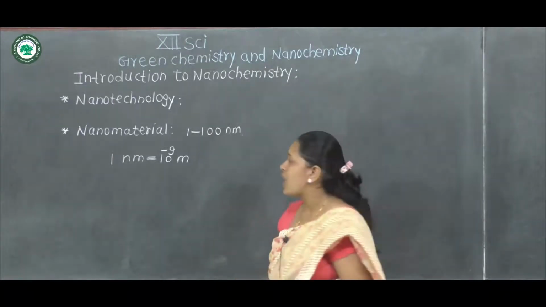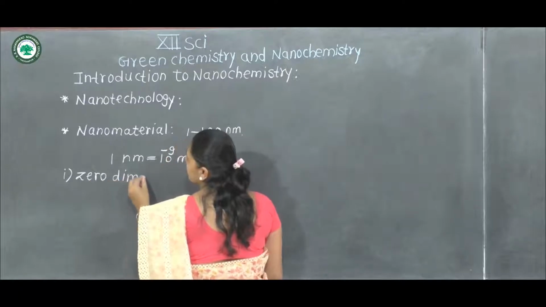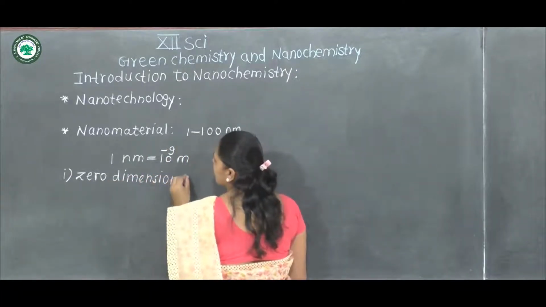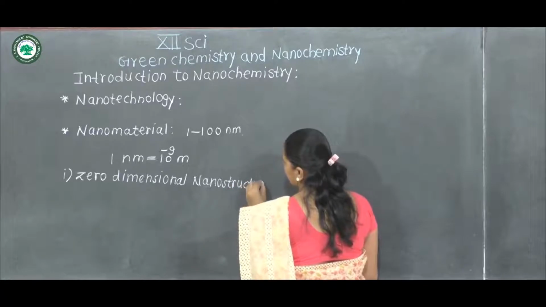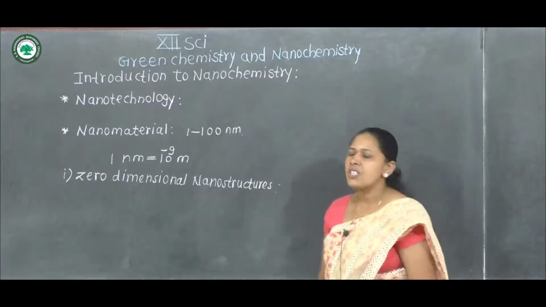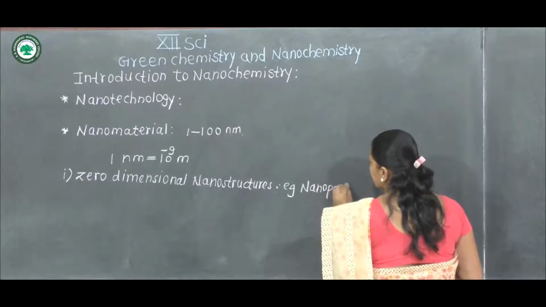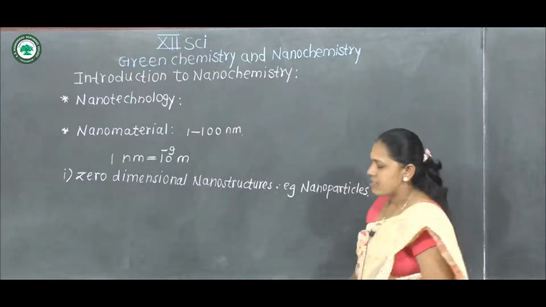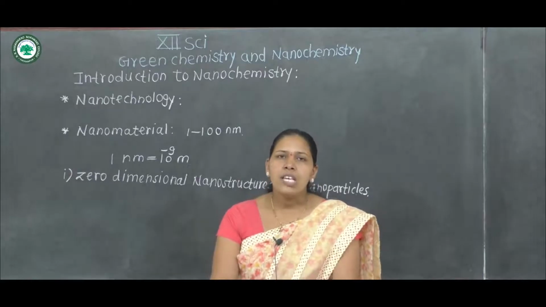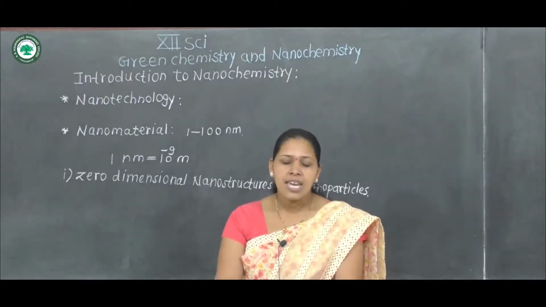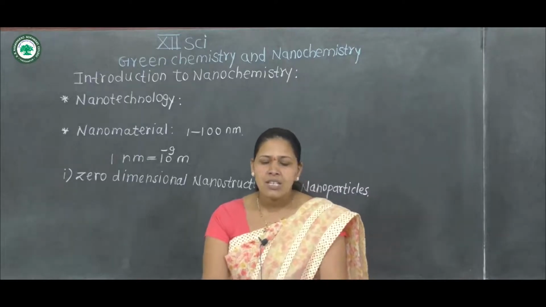First is the 0-dimensional nanostructure. An example of a 0-dimensional nanostructure is nanoparticles. What is meant by 0-dimensional nanostructure? A 0-dimensional nanostructure is one in which all 3 dimensions are in the nano scale. Example of a 0-dimensional nanostructure is nanoparticles.